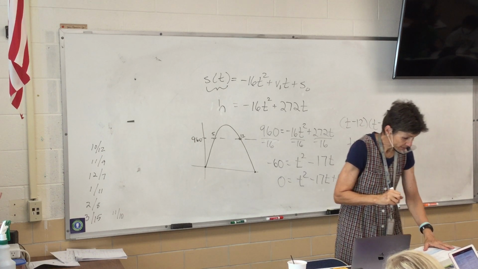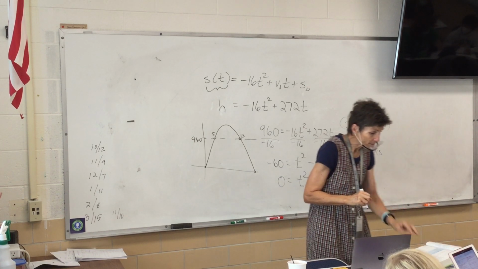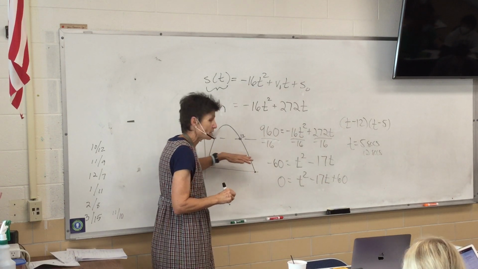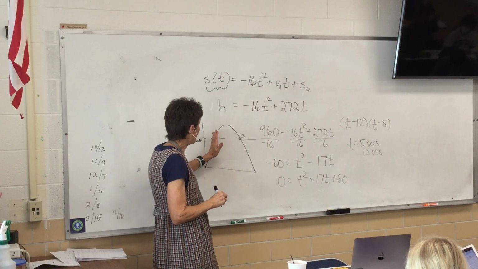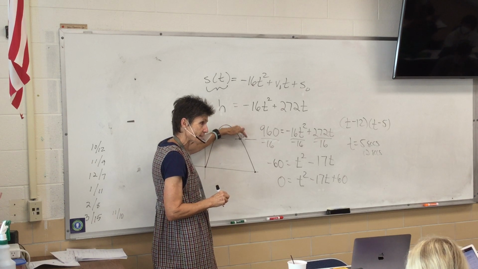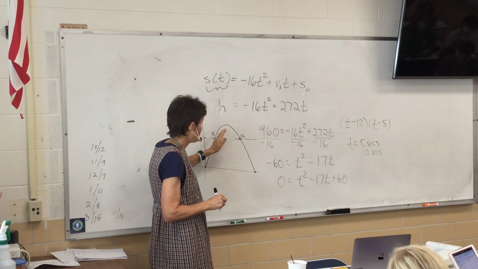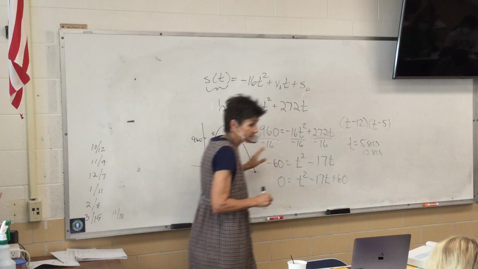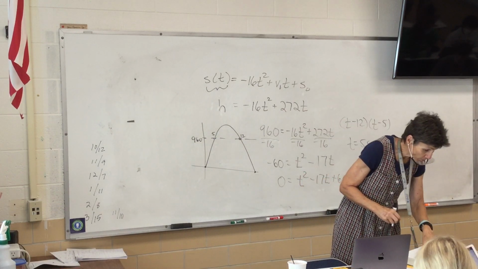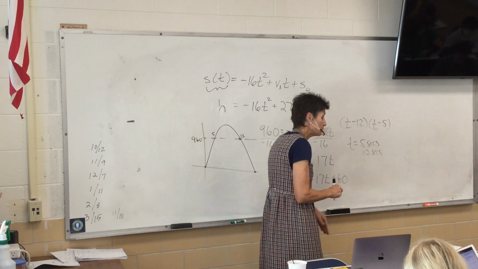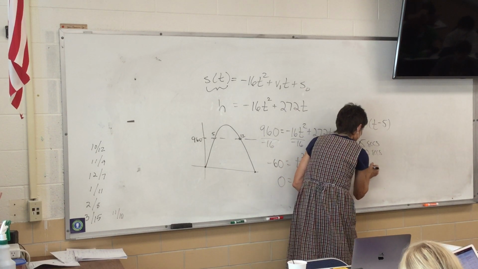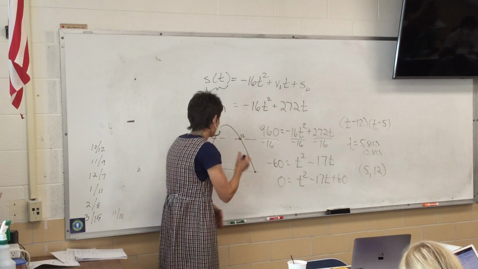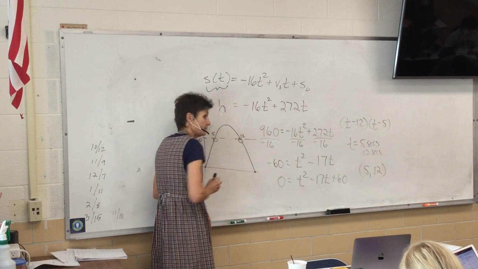Now the second part says, when will it be more than 960? So in other words, look back at your picture. More than 960 would be between 5 and 12. And since it says more than, I don't include 5 and 12. So the answer to the second part would be the interval from 5 to 12. So in other words, between here and here.